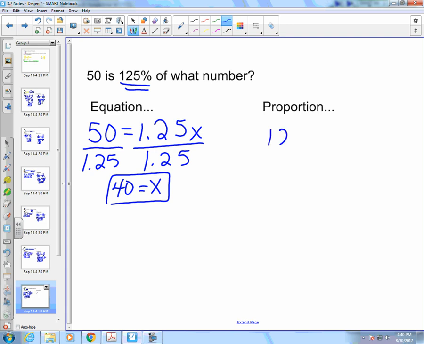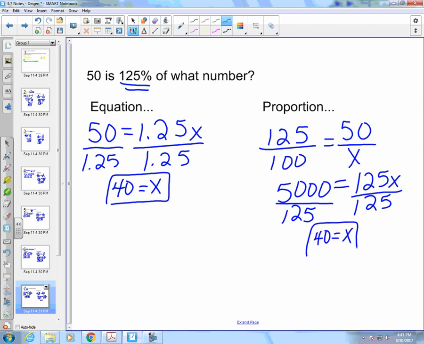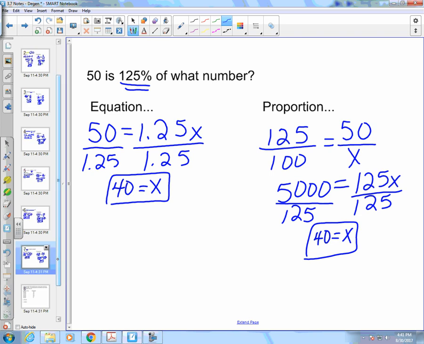If we're setting up the proportion, 125 over 100 equals the of, we don't know. The 50 goes in the numerator. So I have 50 times 100, which is 5,000, equals 125x. We'll divide by 125, and then we'll have x is equal to 40. You need to be able to do those problems both ways.